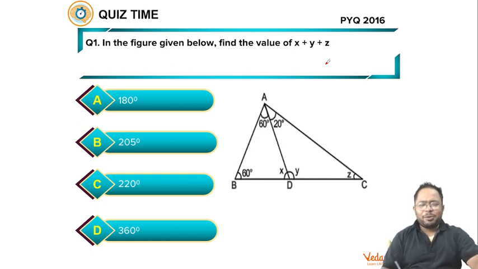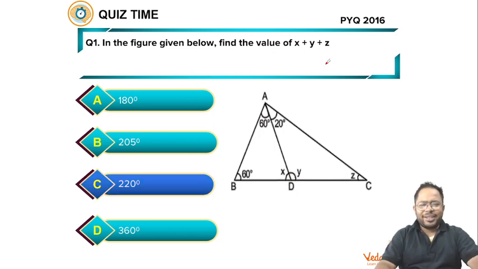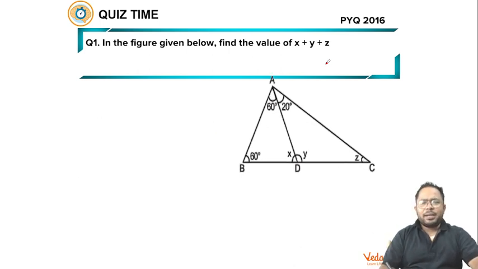Okay, so I hope you have got the answer. Let's look into the answer. Yes, 220 is the absolutely correct answer. Very fantastic. So let's see for those who couldn't solve. You need to find the value of x plus y plus z.